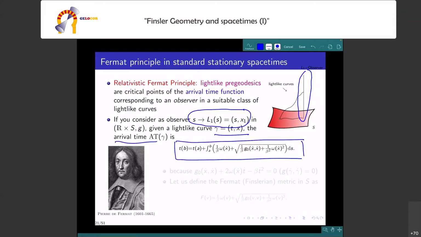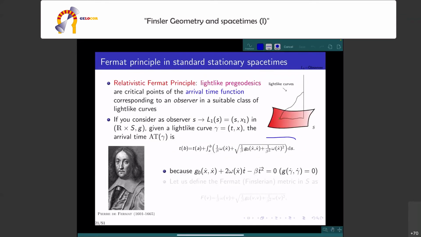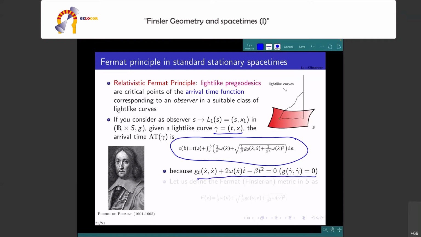So the arrival time, up to a constant, is the length of x computed with a Finsler metric. How can we obtain this formula? It is very easy, because we are assuming that gamma is a lightlike curve. By definition, a lightlike curve satisfies this equation here, which is a second order equation in T dot. You can solve for T dot and then integrate, and then you obtain this formula.